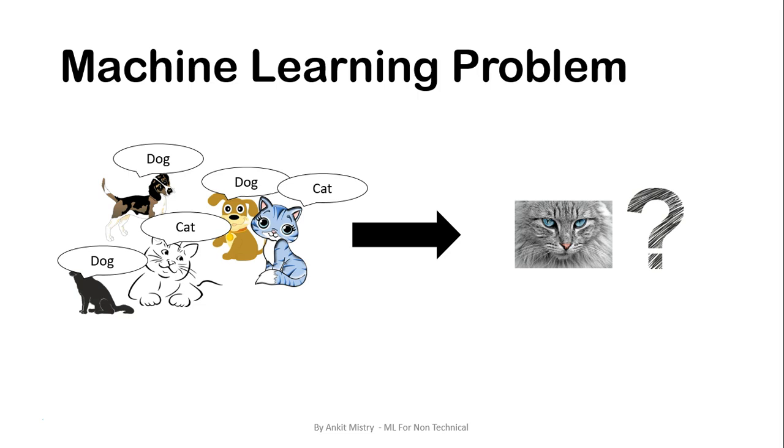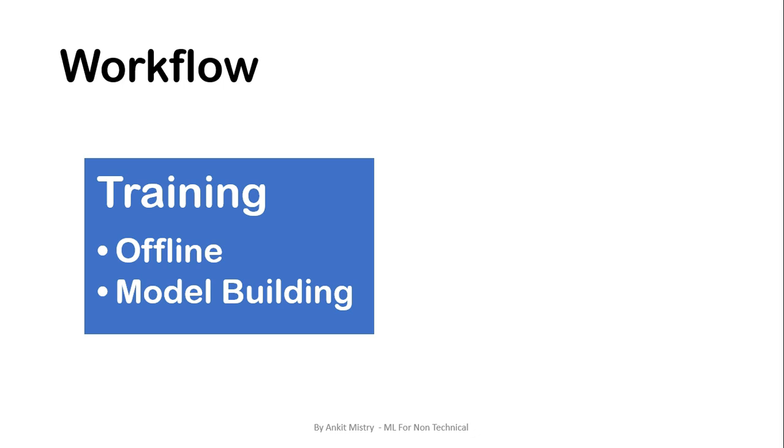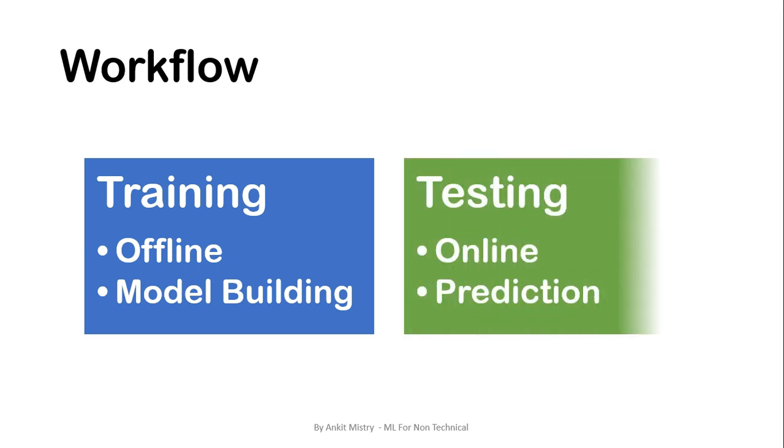Now how does a machine learning engineer or a machine learning system designer tackle this problem? So let's try to understand this problem as a machine learning workflow to get it solved. Machine learning is a two-step process. One is training, which generally happens in an offline mode where the model building will occur. After the model building, the testing phase will occur. Generally it happens in an online mode where the actual prediction will happen. So let's try to understand both this training and testing in a little bit more detail.